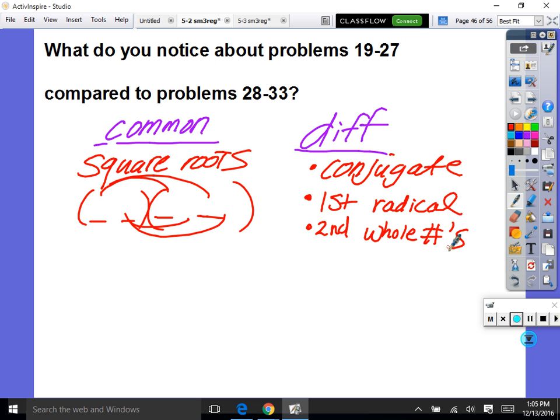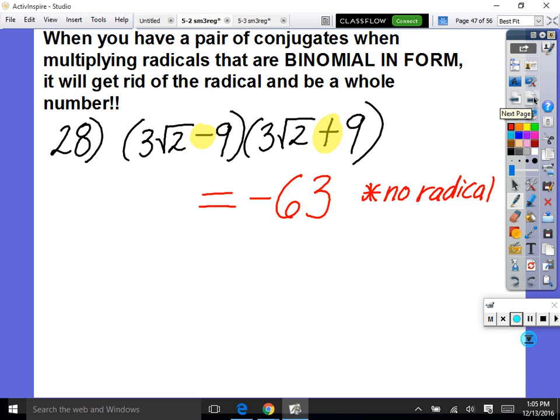So I wanted you to realize that in the second group, notice they're conjugates. Remember that conjugates are the exact same term, just a change of sign in between. Now, if you multiply conjugates together, what you're going to get is a whole number out. Does everybody see how that's working? Okay, awesome. Okay, so everybody look at 28. And here's the rule. This is only true if you're multiplying radicals that are binomial in form. Remember, binomial means there's two terms. So everybody look.